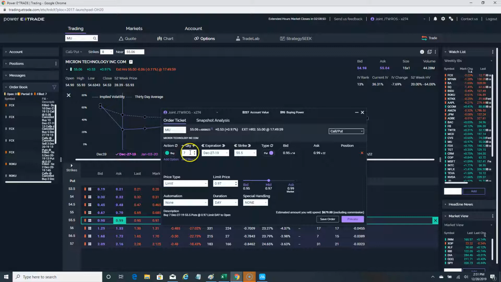Here we can adjust the number of contracts that we want to buy. The expiration date here is December 27, which will be for next week. The strike price we talked about, and puts. We can toggle back and forth between calls and puts. Puts telling us that the bid that we saw here is 95, the ask is 99 cents. And the limit, if you want to place a limit order, you will put that limit price on here. You can put in a condition.